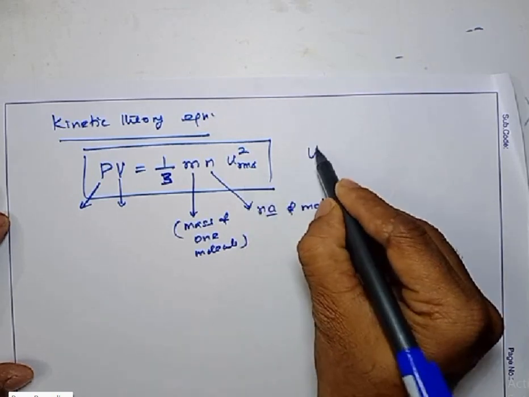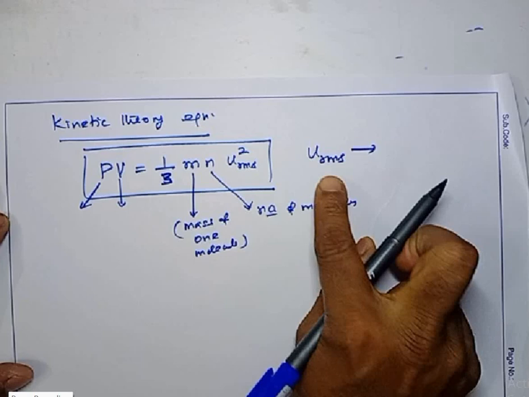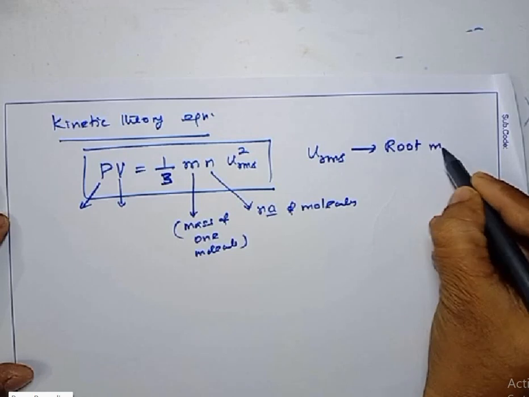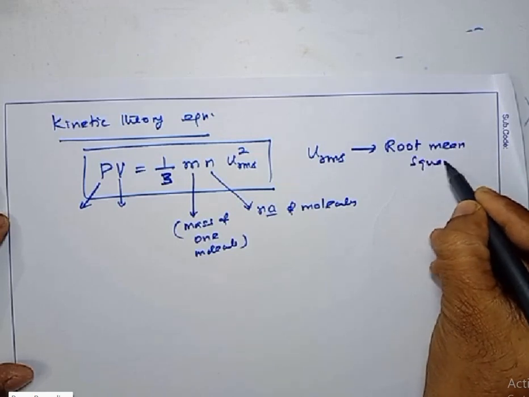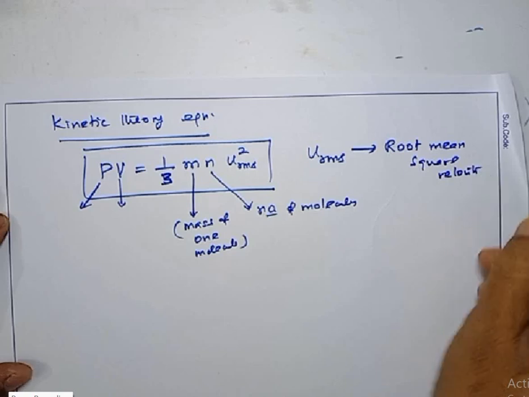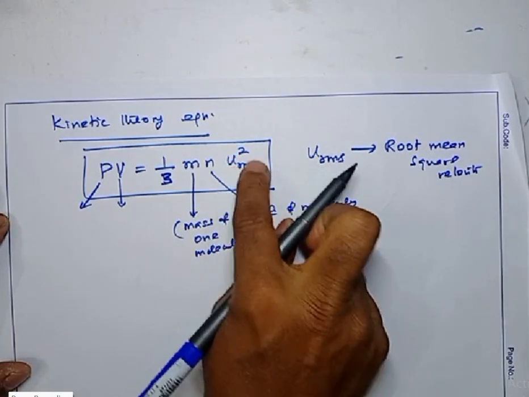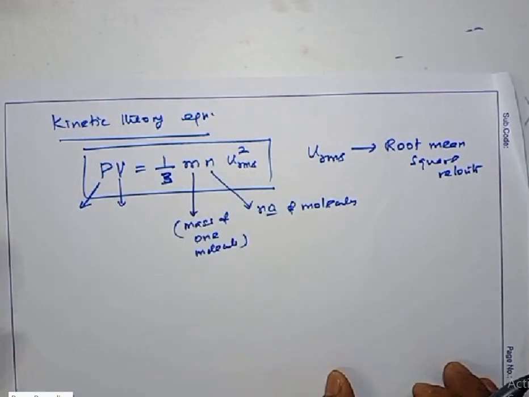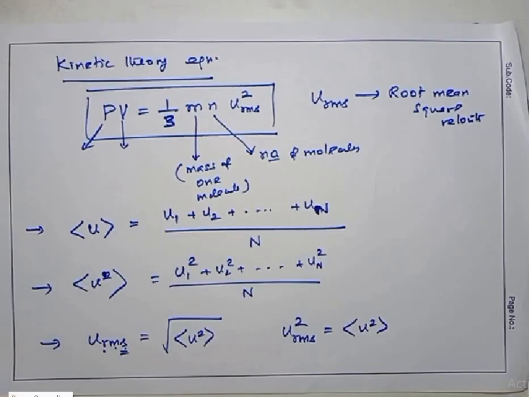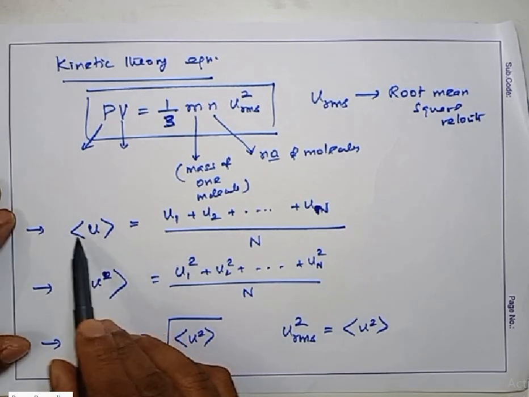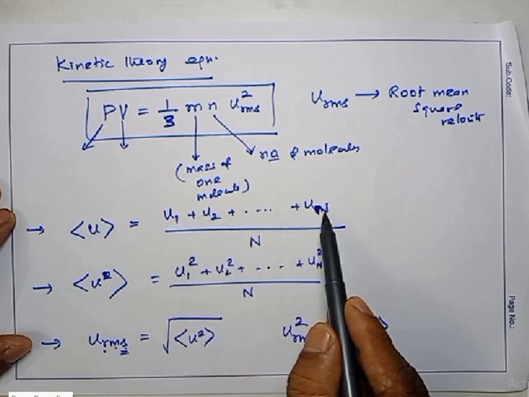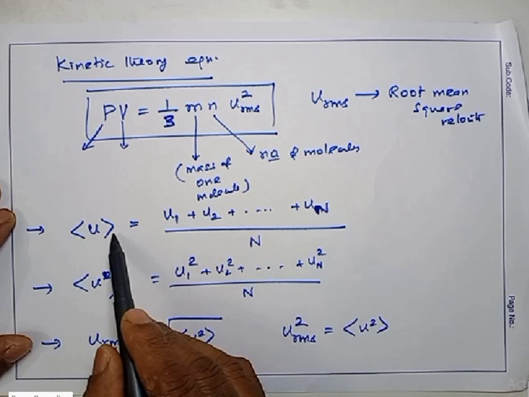What is u RMS? You know very well. u RMS is root mean square velocity. Take the square of u RMS and multiply with this quantity, you will get PV. This equation is what we call the kinetic theory equation. Take down. Here I have written average velocity is equal to the velocities of the individual molecules added together, divided by the total number of molecules, and you will get the average velocity.